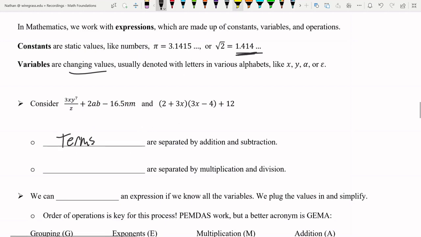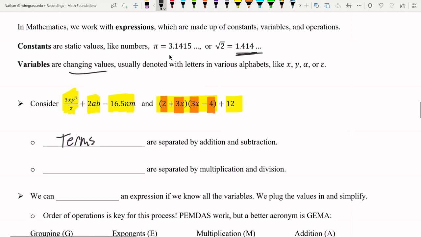Now, within these expressions, we have terms. Terms are separated by addition and subtraction. So here we have a term. Here's another term, and this one is the last term. There's 3 terms in this first expression. In the second expression, we're looking at the overall expression, and there are only 2 terms. We have one here and one here, because there's only this single addition in the overall expression, right? These are multiplying together. You can, however, look within this multiplication, inside the parentheses, and say there's one term there, one term there, one term there, one term there.